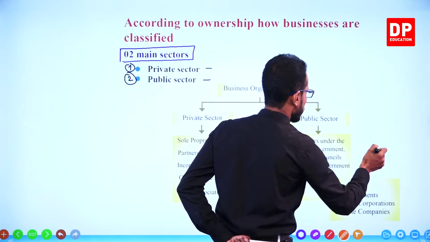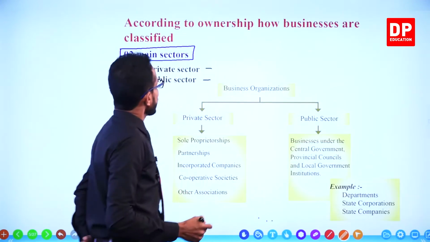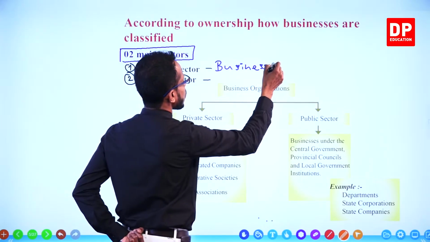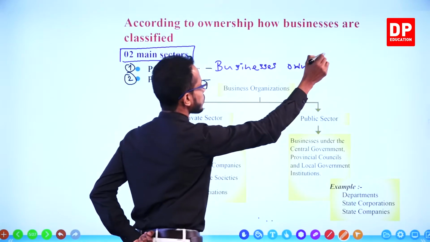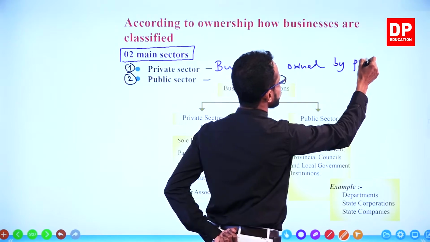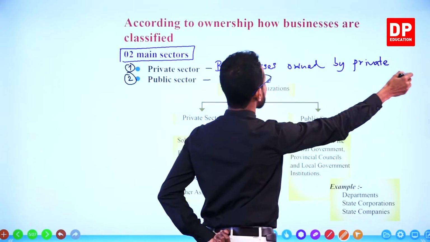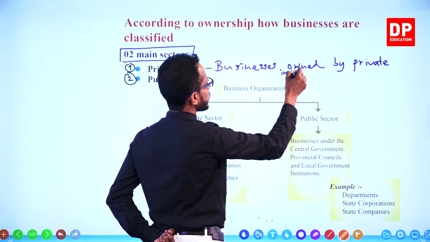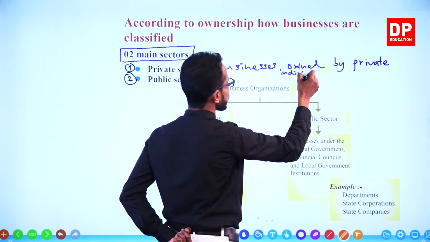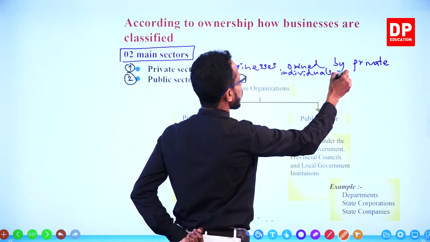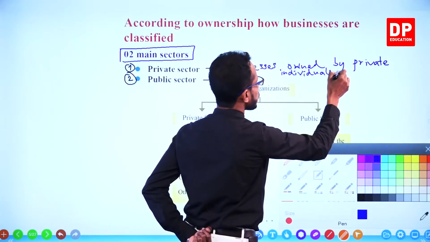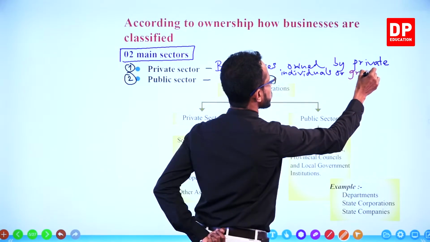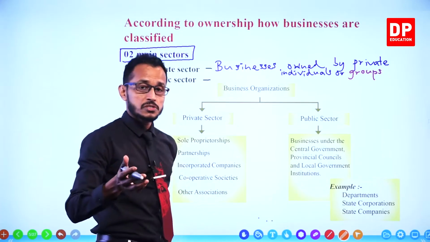Let's take blue for private sector, shall we? Children, businesses owned by private individuals. Private individuals. I hope that this is clear to you. Private individuals or groups. Private individuals or groups.